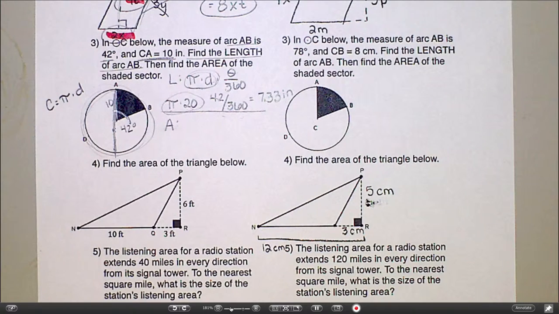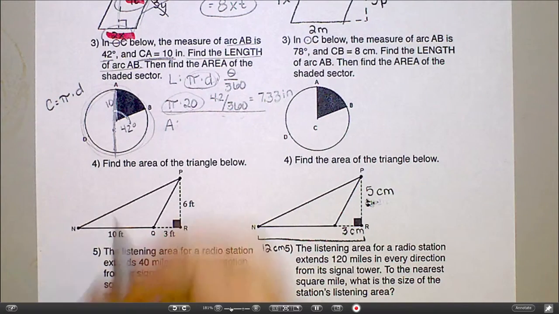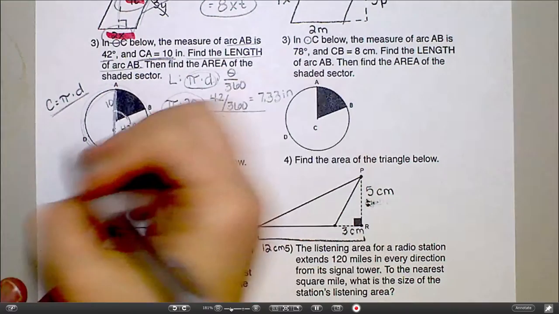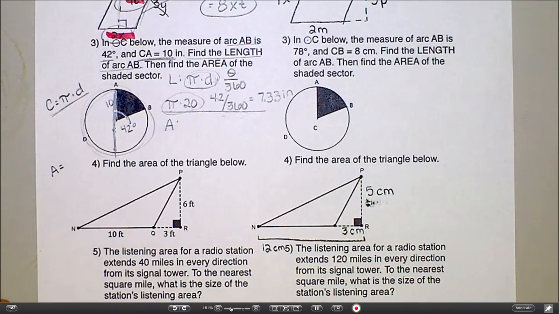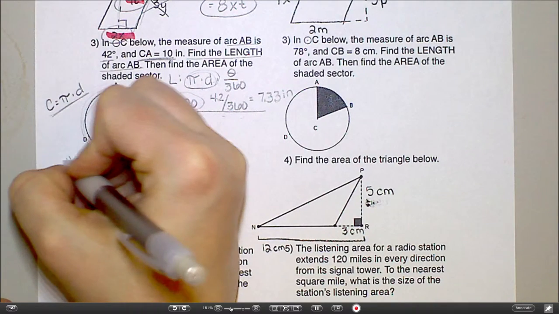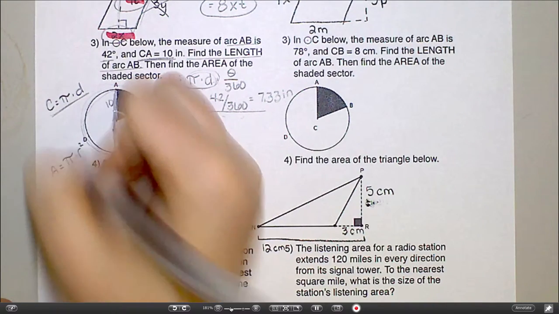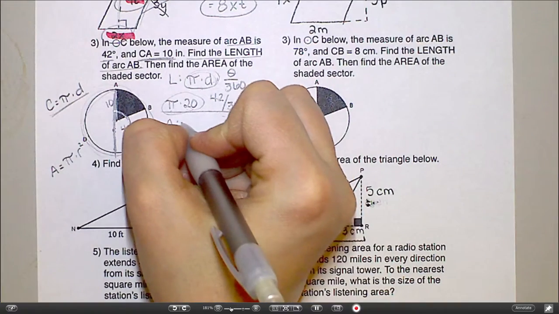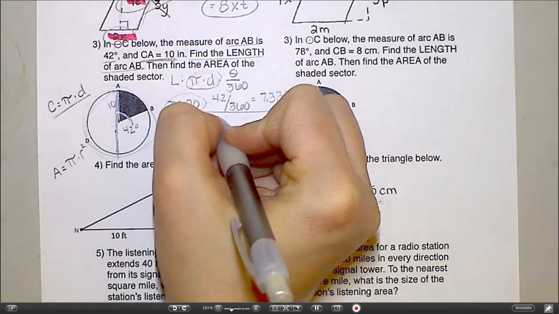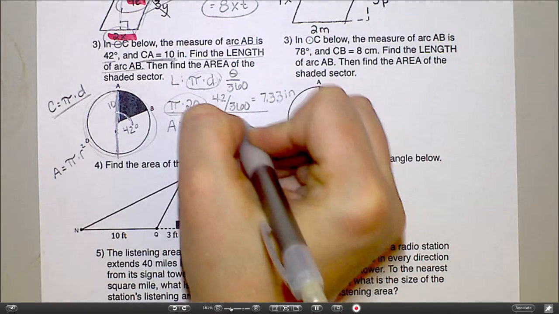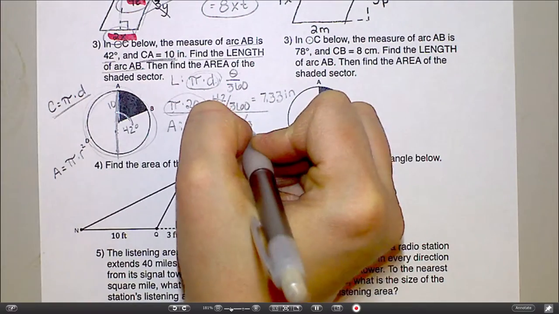For area, our process is almost exactly the same, except instead of using the circumference formula, we're going to use the area of a circle. How do you find area of a circle? Pi times radius squared. So for area we are going to do pi times radius squared times the angle out of 360.